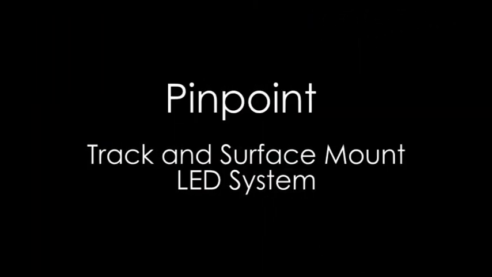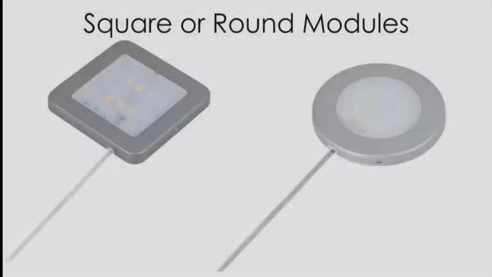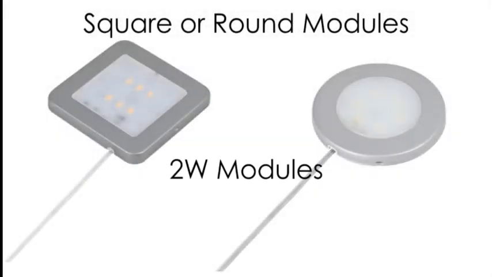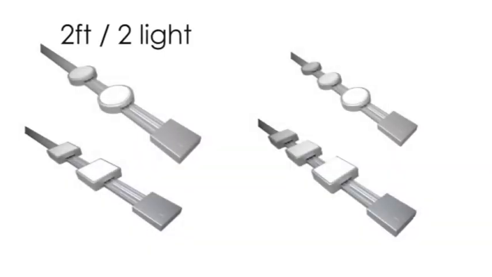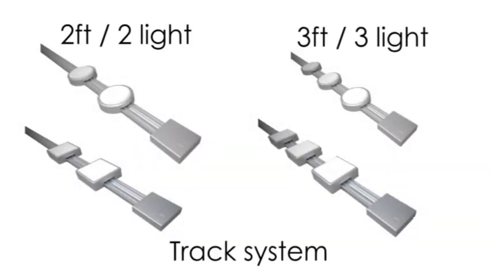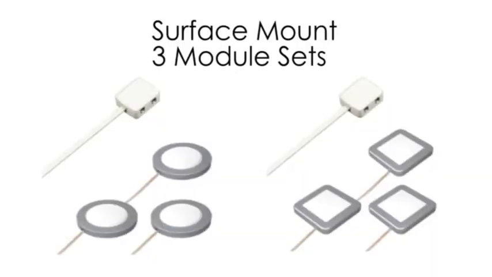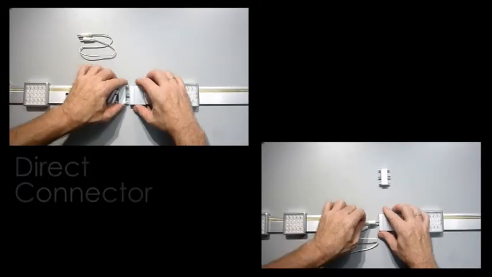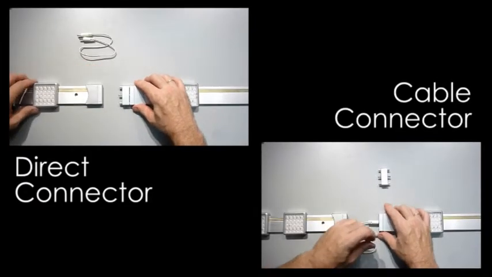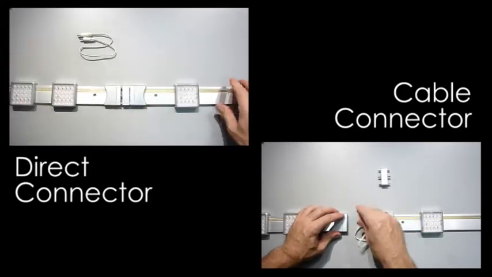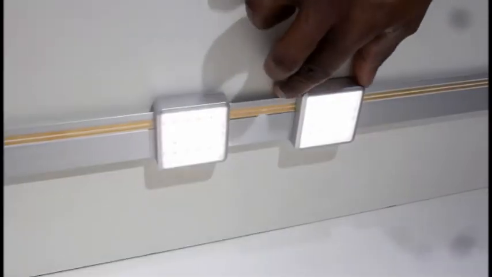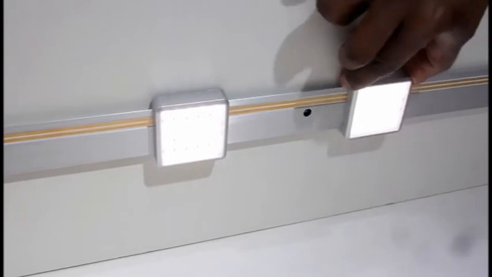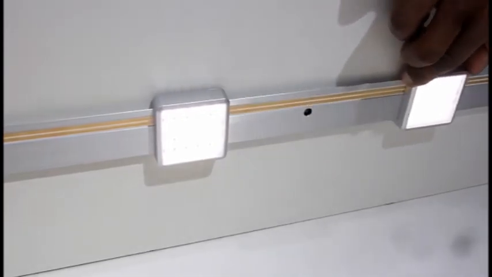Pinpoint track and surface mount system. Square or round 2-watt LED modules offer 210 lumens of light, available in a 2-foot 2-light or a 3-foot 3-light track system, as well as a set of 3 surface mount units. The systems are easily linkable and expandable, easy to install. The pinpoint track system allows the user to slide the modules for pinpoint placement of the ultra-bright 120-degree beam.